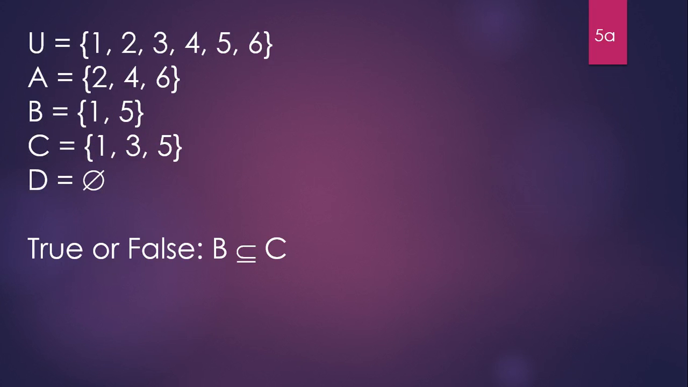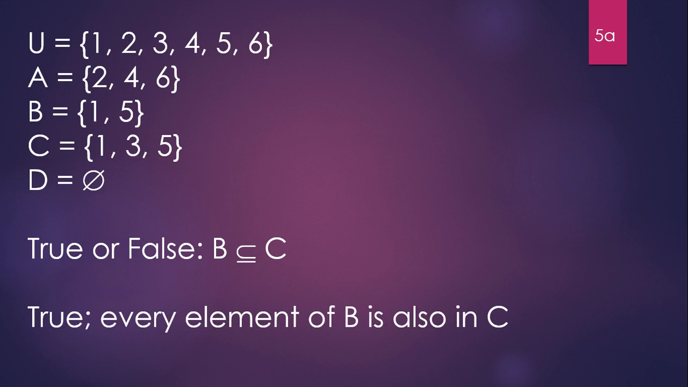For these sets, we have a universal set and 4 other sets. Answer the true or false question. So the question is B a subset of C? And that is true because every element of B is also contained in C.